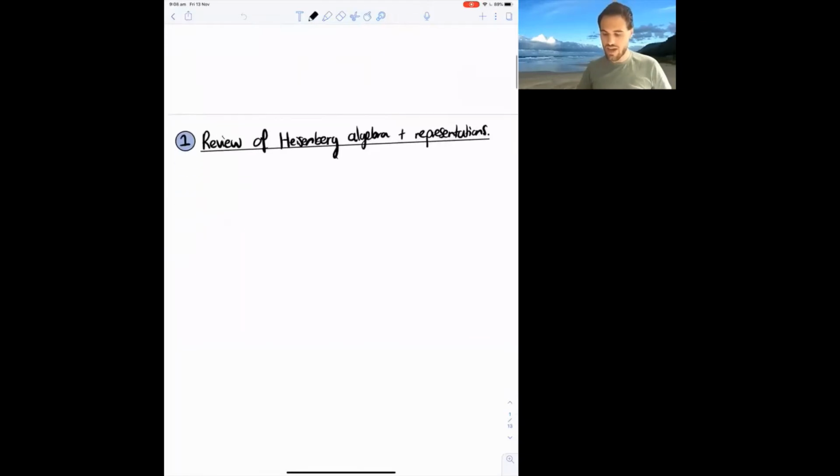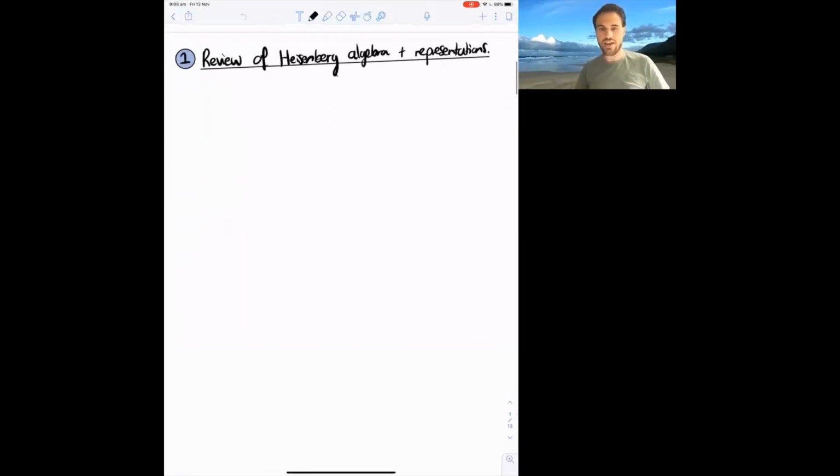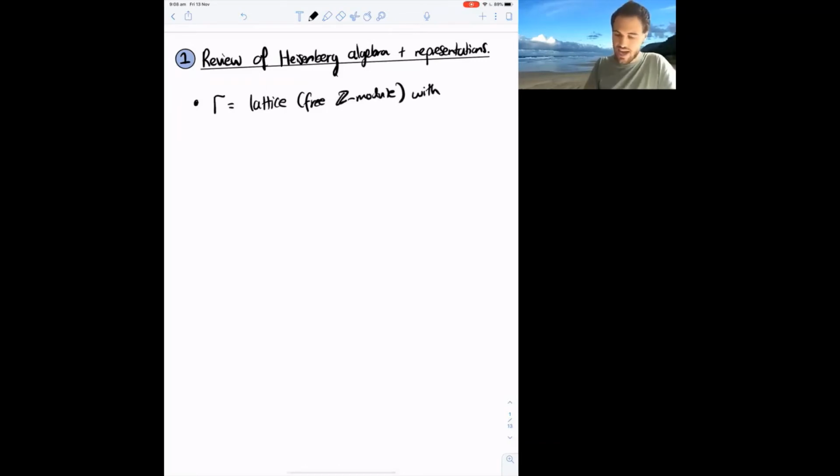The way that Emily described things is a little bit different to the way that we're going to end up describing them, but let me just refresh you on what Emily did. Emily started with a lattice, which was called gamma, and this was a free Z module of some rank. And on this gamma, we had a positive definite bilinear form like this. It was also symmetric.